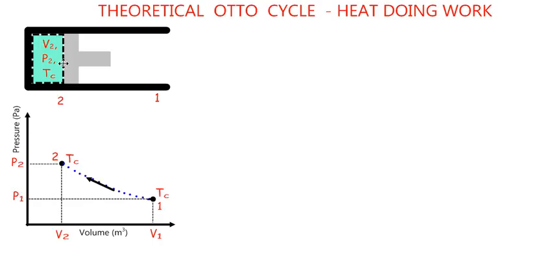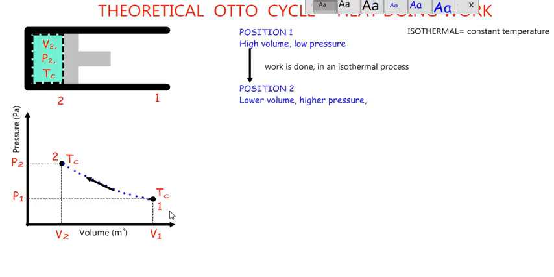If this compression is done fast enough, there will be no time to exchange thermal energy with the surroundings, and therefore the temperature could remain the same. Since the temperature remains the same, we can call this an isothermal process. So in summary, in going from the piston's position 1, which was a position of a high volume and a low pressure, to position 2, which is a lower volume and a higher pressure, then we need to do work, and it's also an isothermal process.